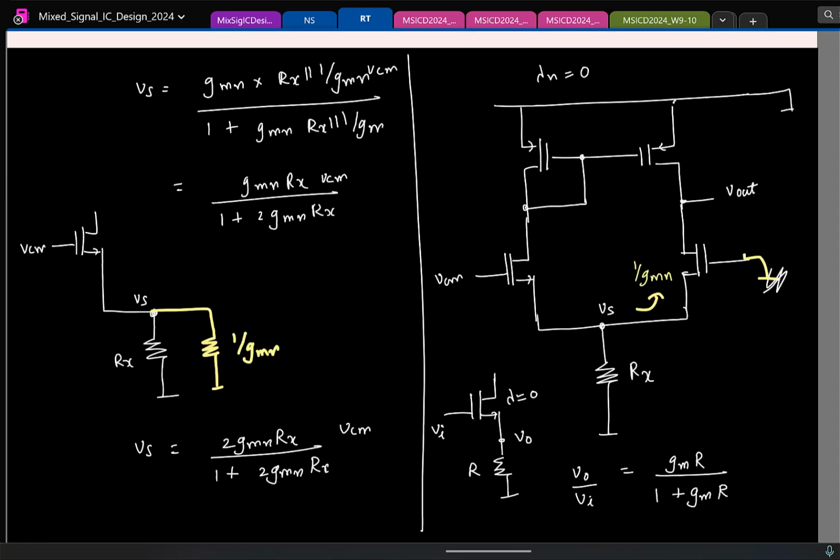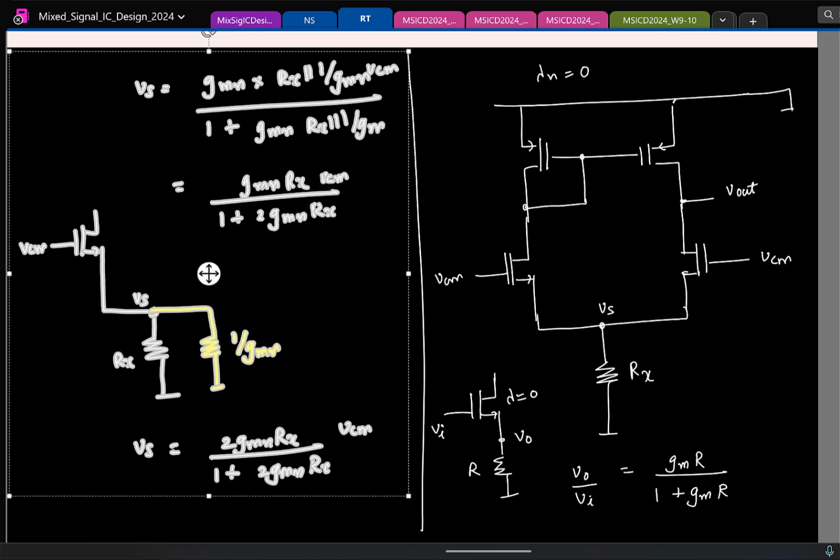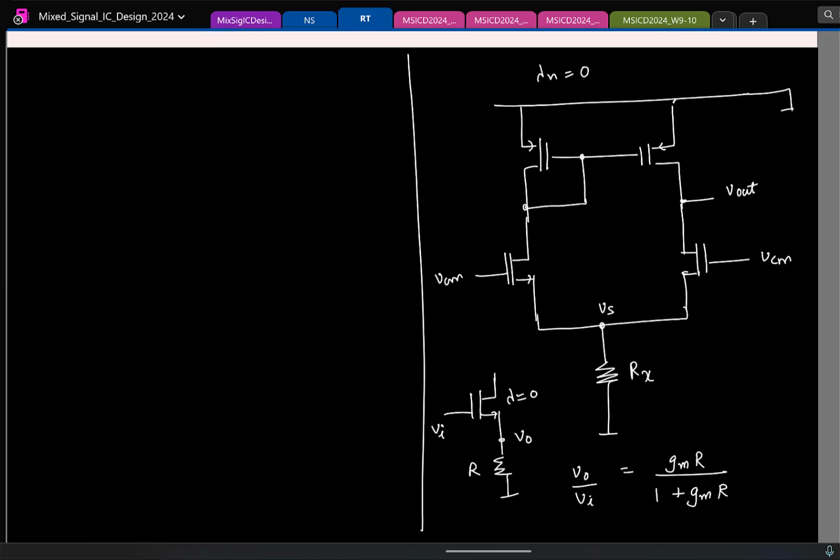Okay, so now we know what is the tail node voltage. Let's get back to the calculation. Now let's try to find the small signal current IC. What is the expression for IC? Gm of the NMOS times VGS, which is basically VCM minus whatever you computed. I think that was 2 GMN times Rx into VCM by 1 plus 2 GMN Rx times VCM.